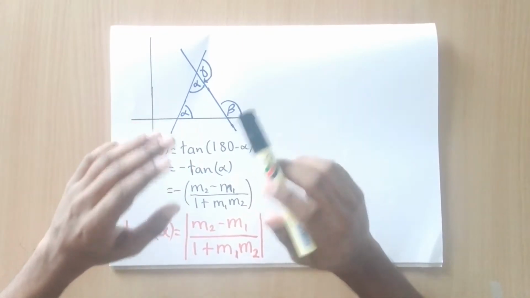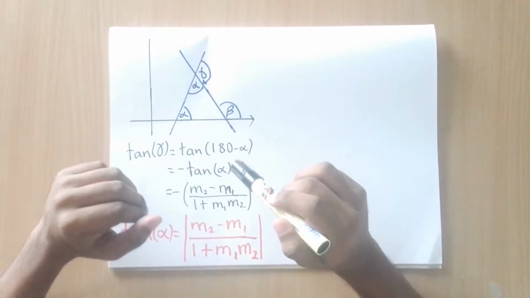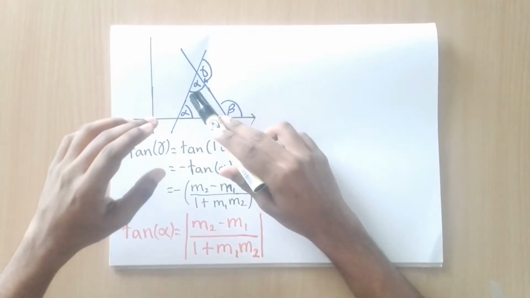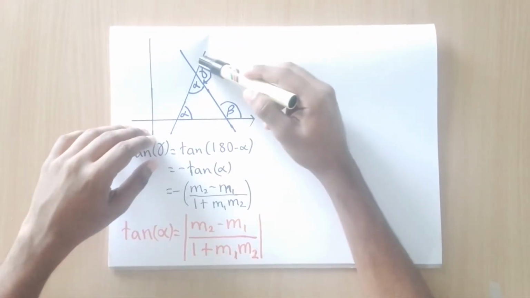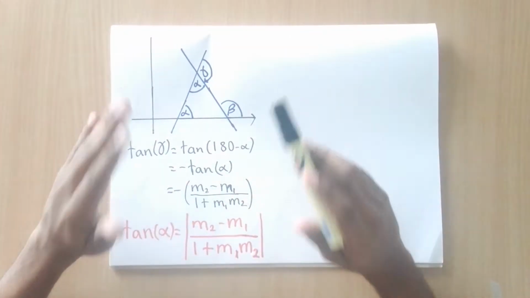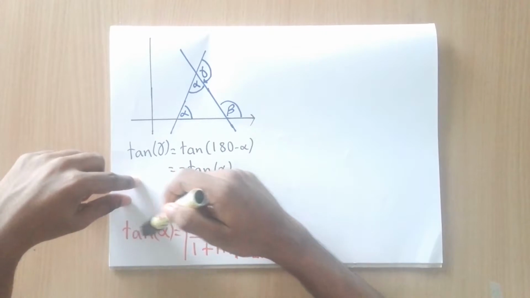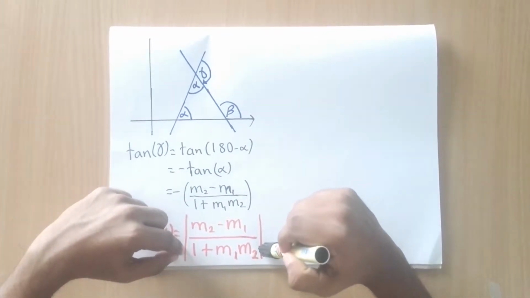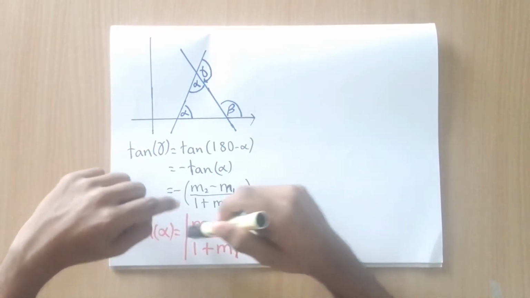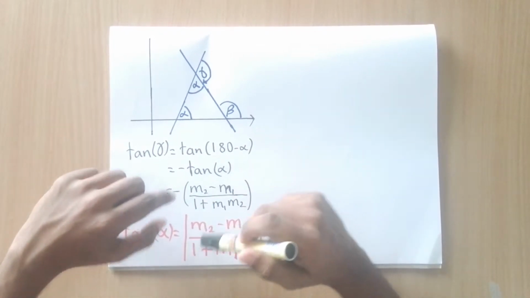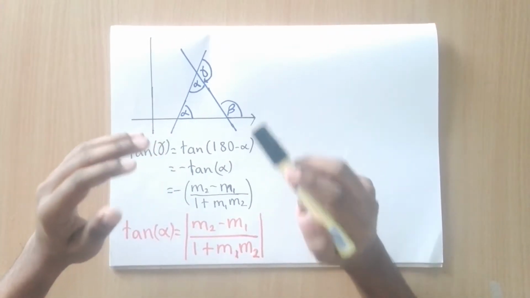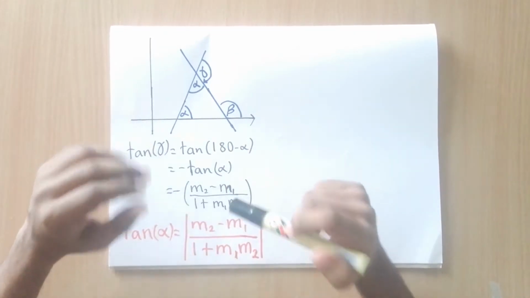So what this means is that if the value that we get for tan alpha is positive, then we have the acute angle. And if the value is negative, then we have the obtuse angle. To consider both of these angles, we put this equation in a modulus. So this is the final equation. Tan alpha equals in modulus (M2 minus M1) over (1 plus M1 M2). So now we can find the angle between two lines in terms of their gradients.